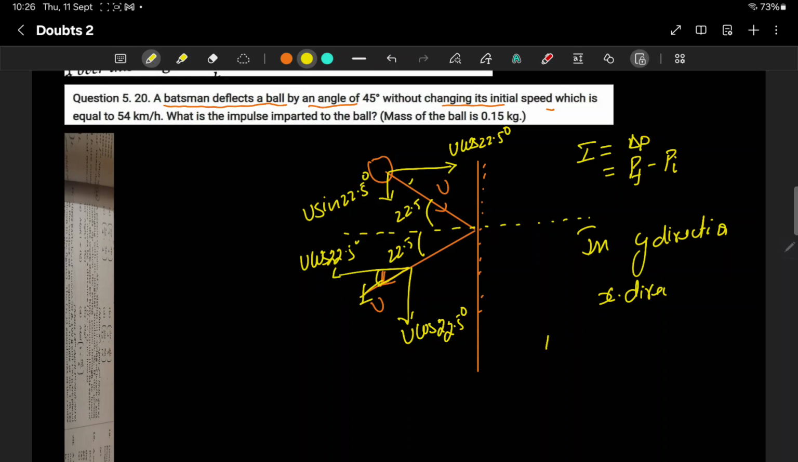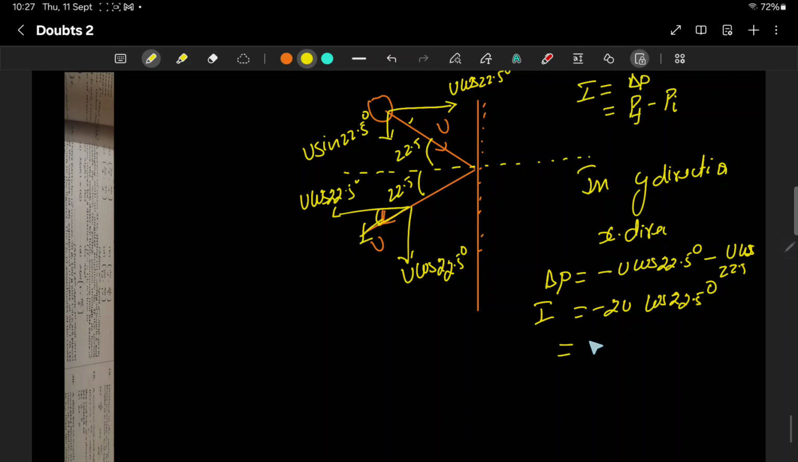So here in x direction, if you find the change in momentum, what you will get? Final minus initial. Okay. So final, if you take, you will be having minus u cos 22.5 degree, minus of initial is what? u cos 22.5. So you will get minus 2u cos 22.5 degree. This is what the impulse. So simply we have to find the magnitude of the impulse.